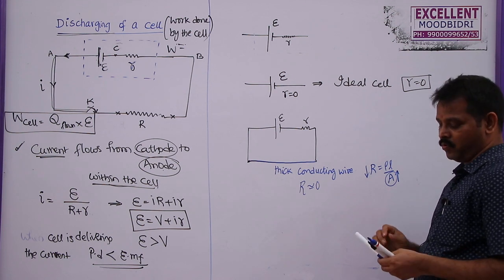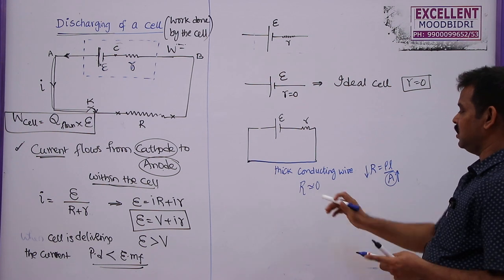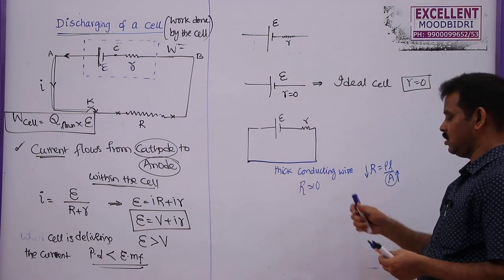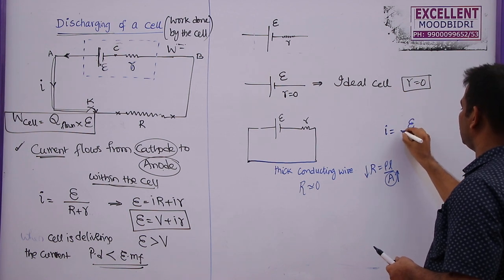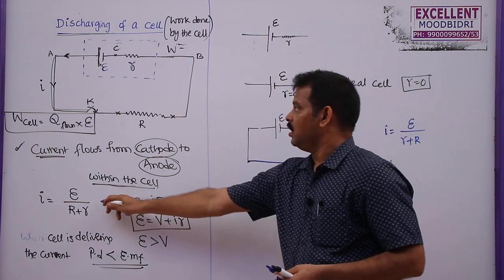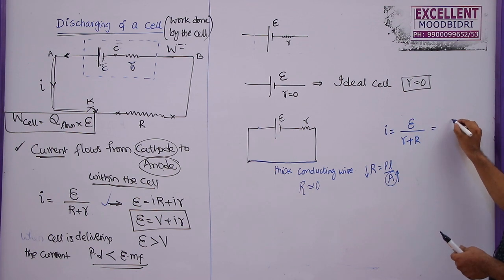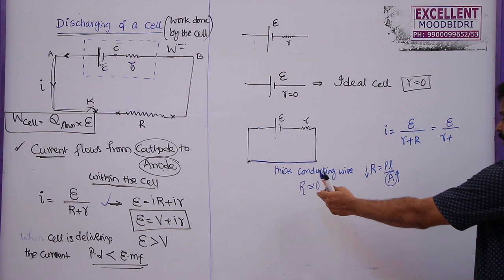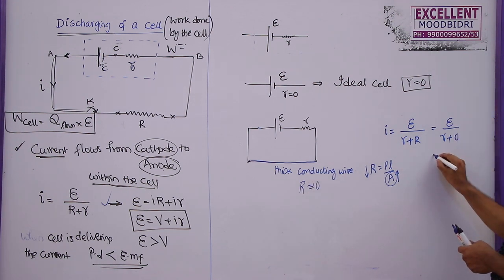Now, what is the amount of current flowing through this circuit when the two ends of the cell are connected with the thick conducting wire? We can write current I is equal to total EMF by the total resistance in this circuit. We are using the same one as it is a discharging current. Now, what we have to substitute: EMF is E, internal resistance is r, and the external resistance is 0. So the current will become E by r.